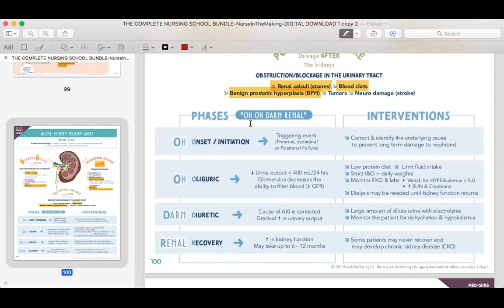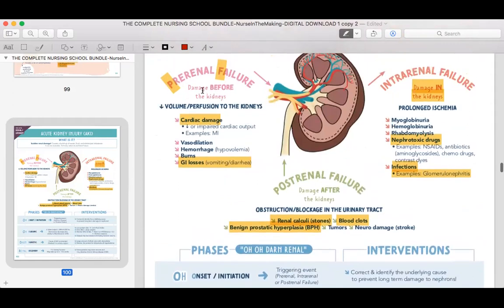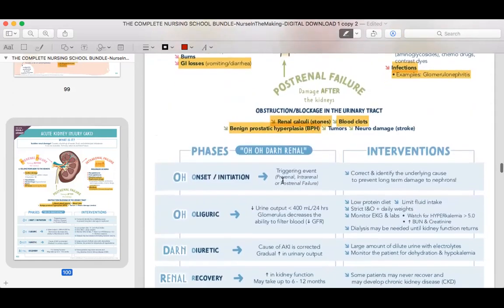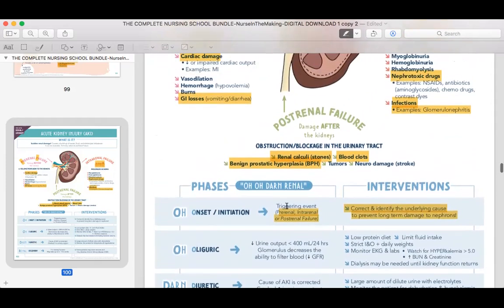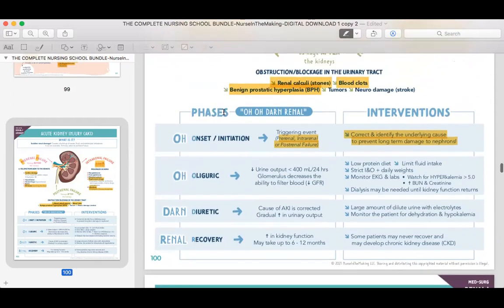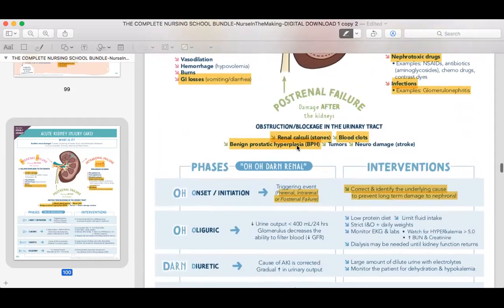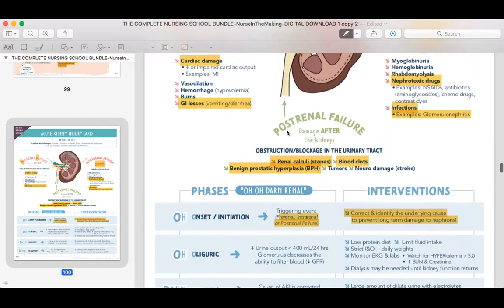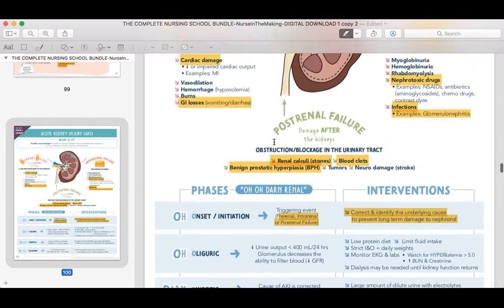Right now, let's not do the phases, but just in general, if you have kidney damage, you're going to have an onset, whatever it is. It can be a problem in your pre-renal, intra-renal, post-renal, like it's stated right here, and you want to correct it. So this is what's going to happen first: you get the onset of pain or whatever. Let's say you have stones in your ureter.